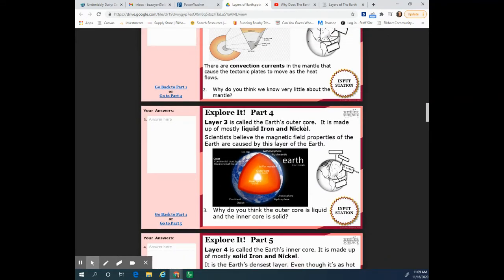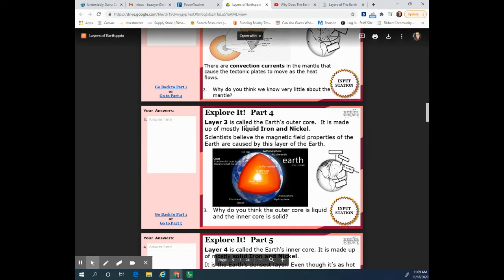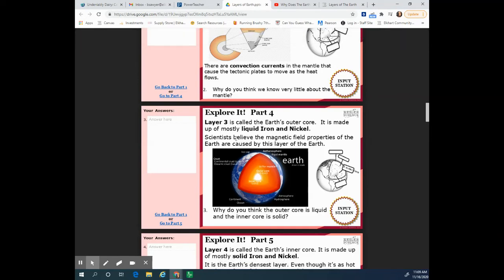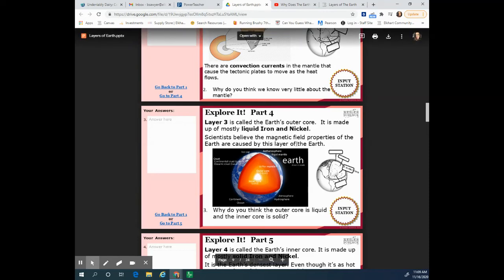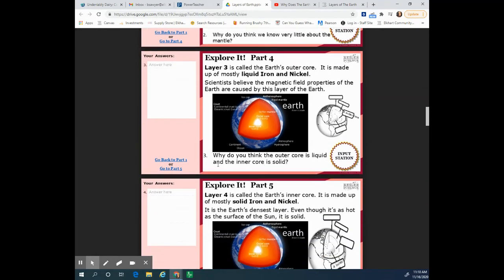Part 4. Layer 3 is called the Earth's outer core. It is made of mostly liquid iron and nickel. Scientists believe the magnetic field properties of the Earth are caused by this layer of the Earth. Why do you think the outer core is liquid and the inner core is solid? Put your answer right here.